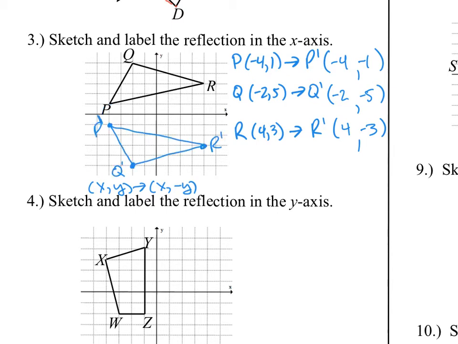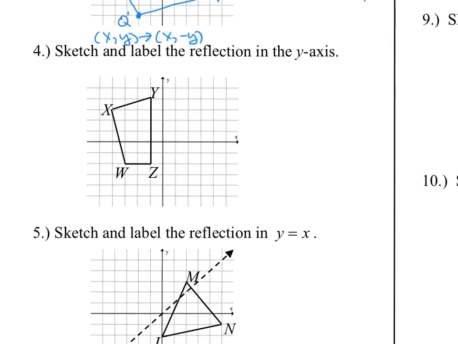Okay, so when you sketch your graph of P prime, Q prime, R prime, once you have plotted these points, you should be able to see the reflection in the x-axis, the line y = 0. So now let's take a look at number 4.